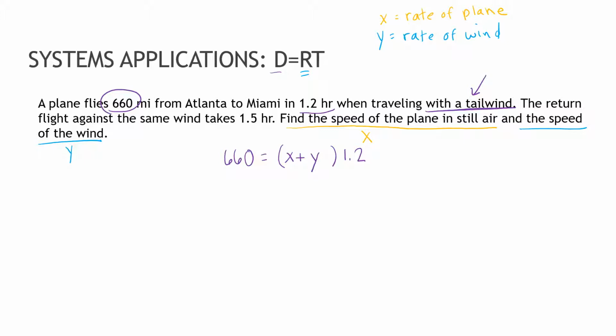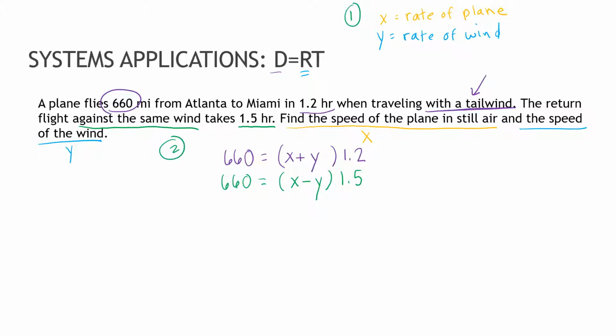So the return flight, also 660, but it takes 1.5 hours and it's against the wind. So against the same wind means the rate would be the rate of the plane not being helped by the wind, but in fact going slower because the plane is flying into the wind. The time is 1.5 hours. So there's my two equations. So step one, step two.